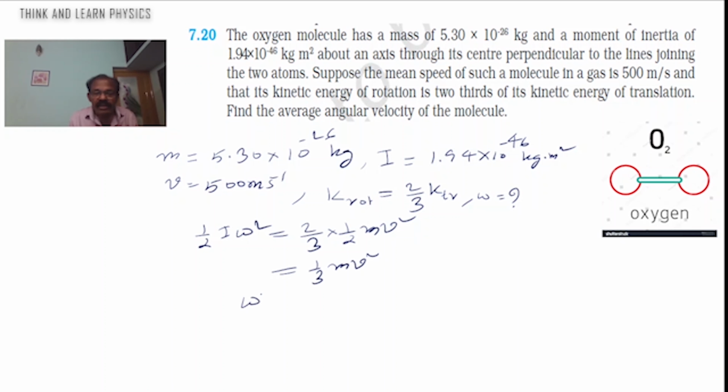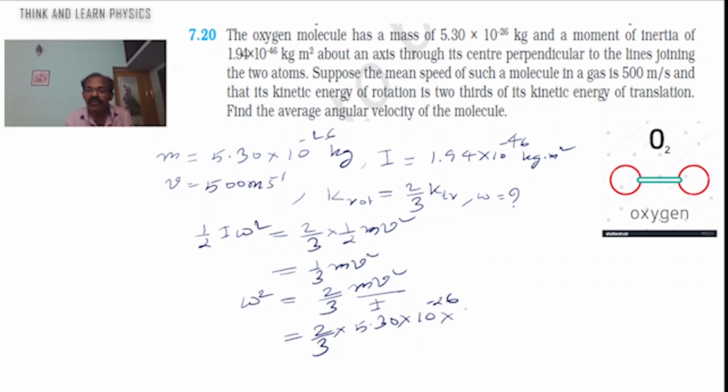Therefore, the angular velocity square, omega square, equals 2/3 mv square divided by I. Substituting the values, we get 2/3 into mass of the oxygen molecule, 5.30 into 10 raised to minus 26, into v square, means 500 square, divided by I, which is 1.94 into 10 raised to minus 46.